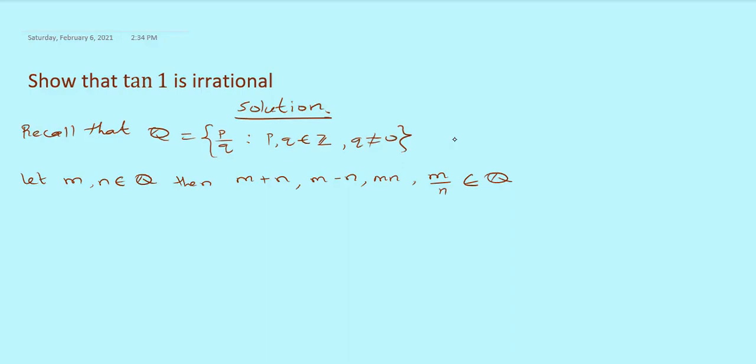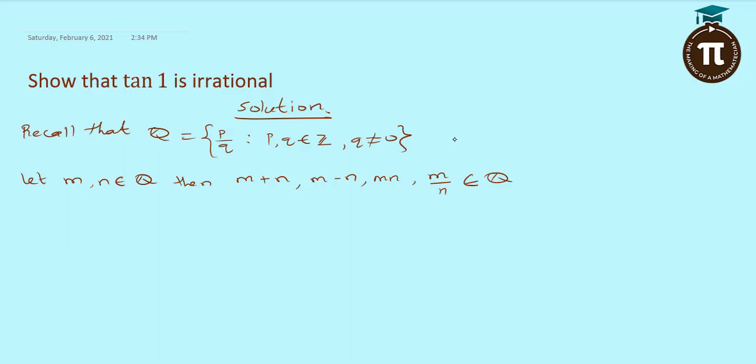Hello guys, can we take a minute or two to show that tan1 is irrational? So in reality we want to show that tan1 is irrational, and let's see how we are going to go about that. Recall that Q is the set of rational numbers. Because I want to prove by contradiction, I just need to recall some things. Q is a set such that you can write it as a fraction. Any number you can write as a fraction is called rational.